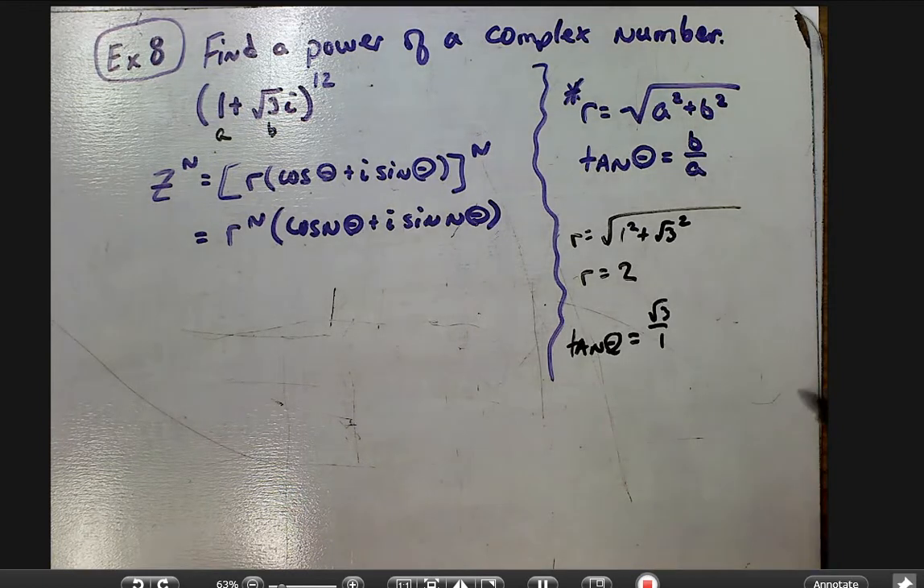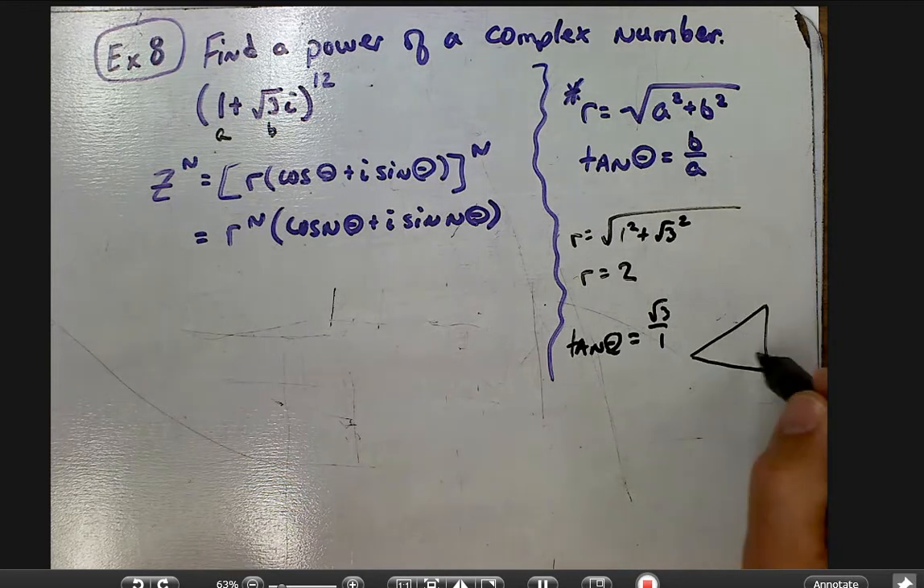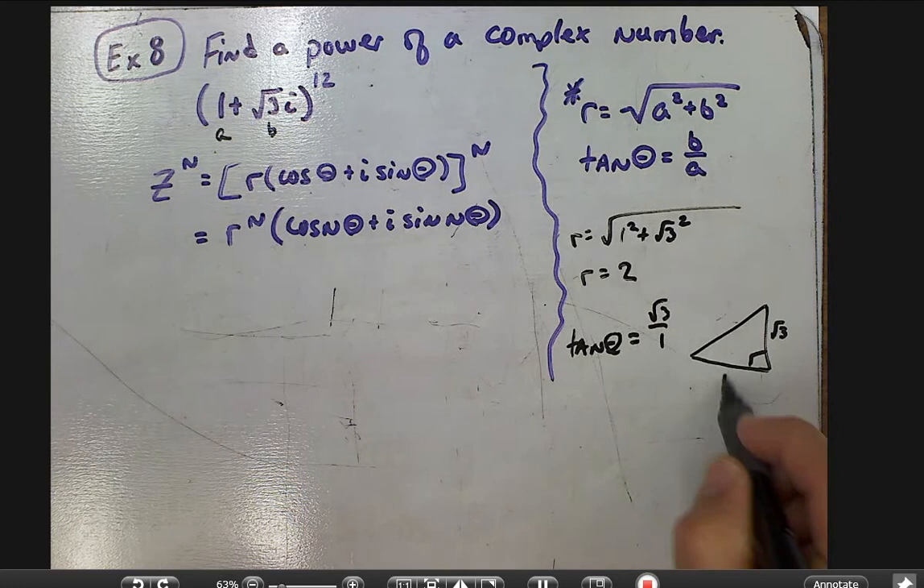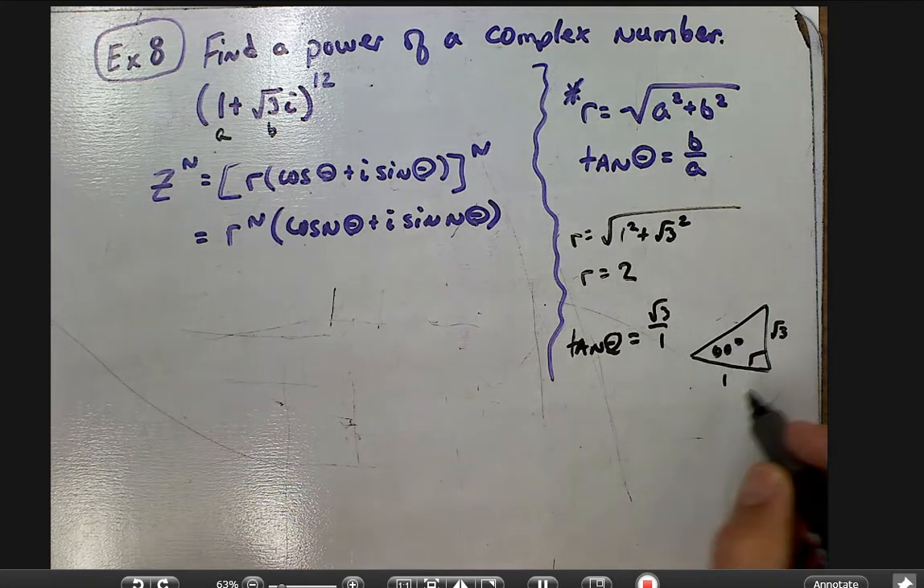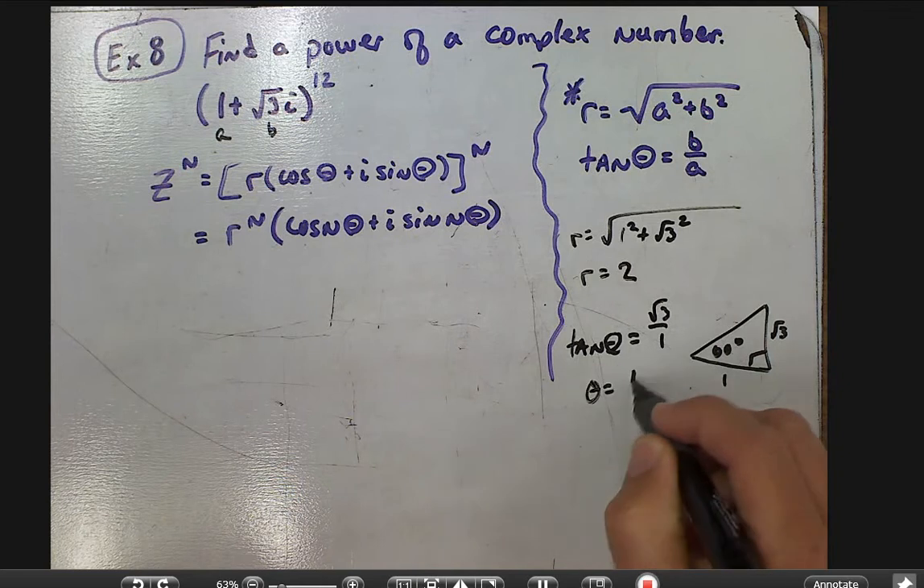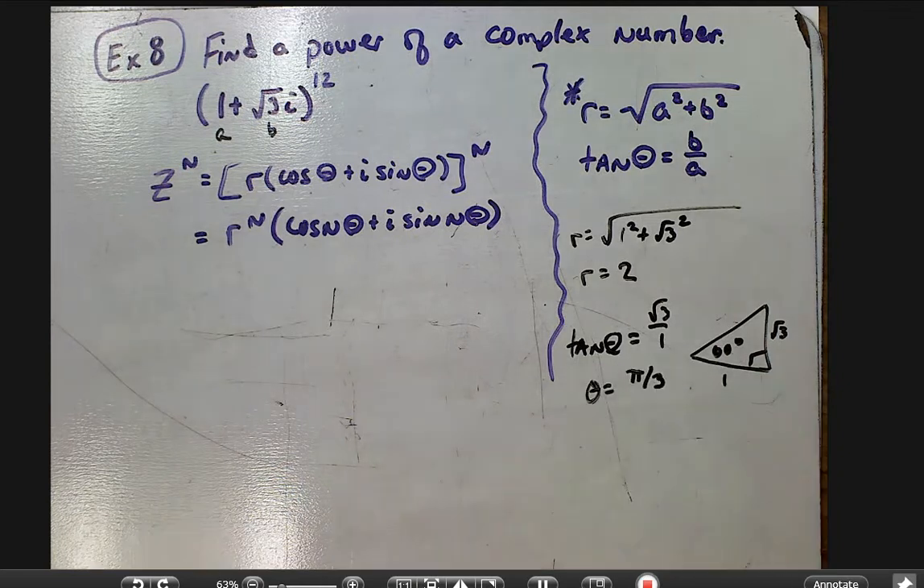If I draw a triangle, opposite is square root of 3 over adjacent 1. We know this is a 60-degree angle, or we know that theta equals pi over 3. So I'm just going to plug the numbers in where they go. Like I said, you can use either one of these two forms to figure it out. So let's just use the bottom one because we have to go there anyway.